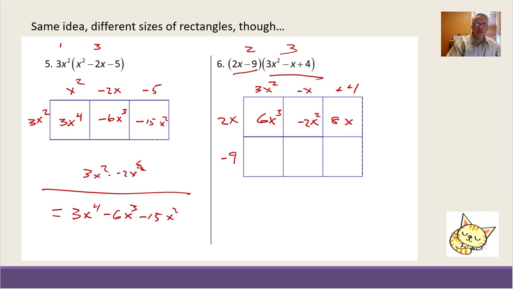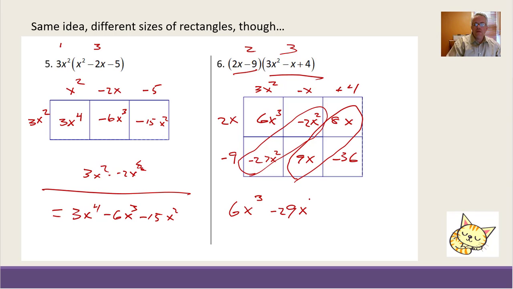Alright, let's do the second row. Negative 9 times that would be minus 27x squared. Minus 9 times minus x would be plus 9x. And negative 9 times positive 4 is minus 36. Now, we're going to add all 6 pieces up, but there are 2 pairs we can put together. We can put together the x squared terms, and we can put together the x terms. So 6x cubed minus 29x squared plus 17x minus 36.